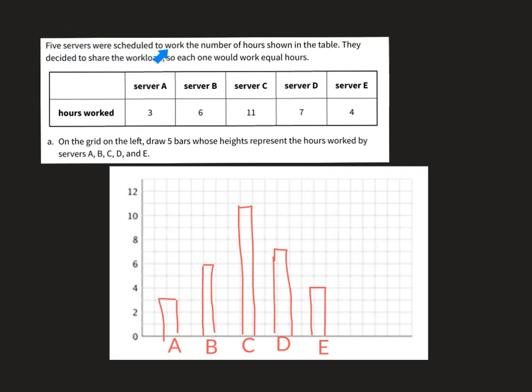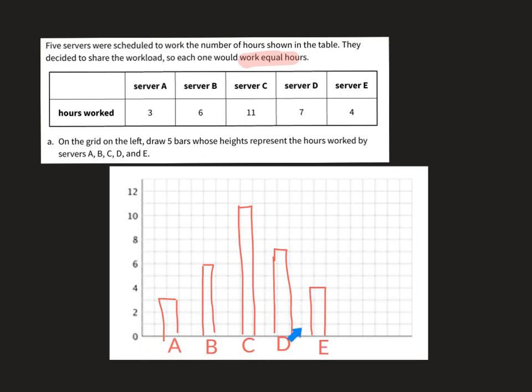5 workers were scheduled to work the number of hours shown on the table down here. They decided to share the workload so each one would work equal hours. There's that emphasis again on making things equal. So what I've done is I've kind of graphed here already the hours that they worked. Please notice this is not a histogram. This is a bar chart.